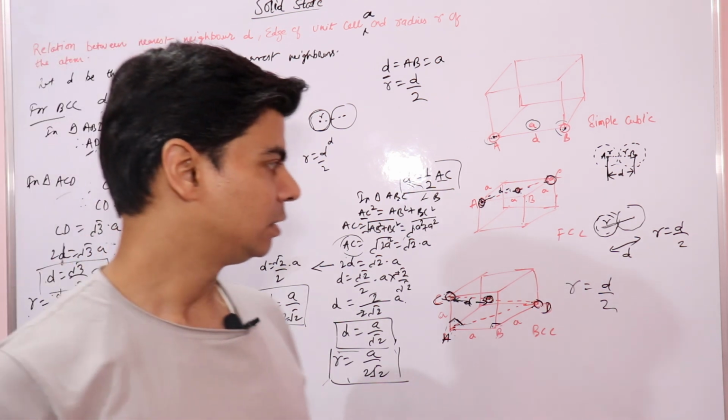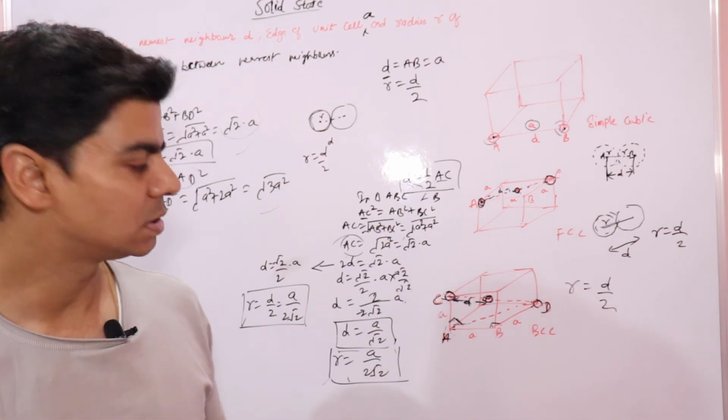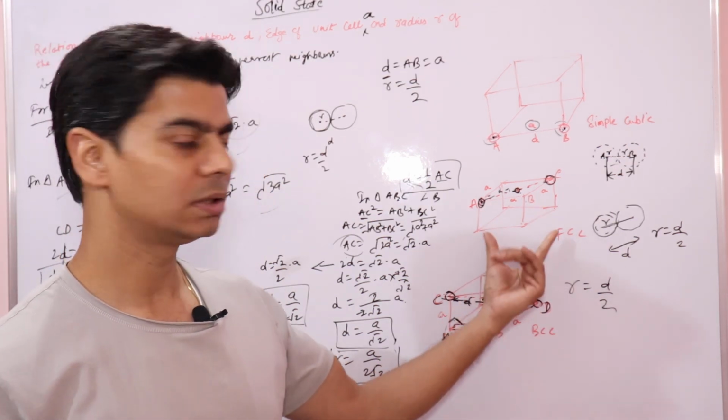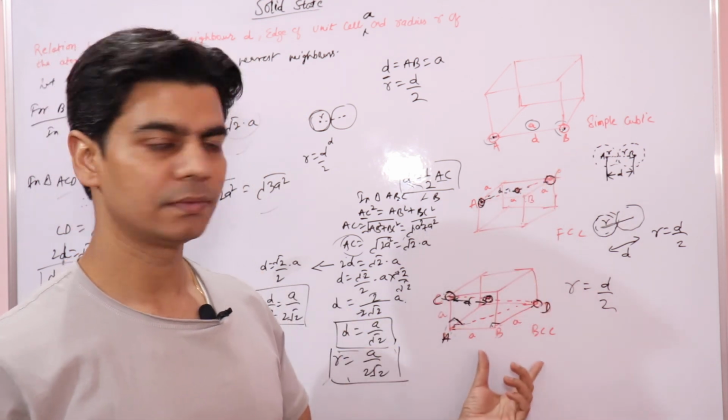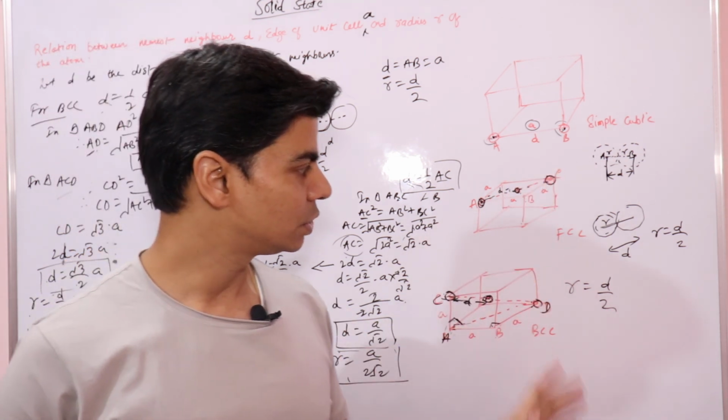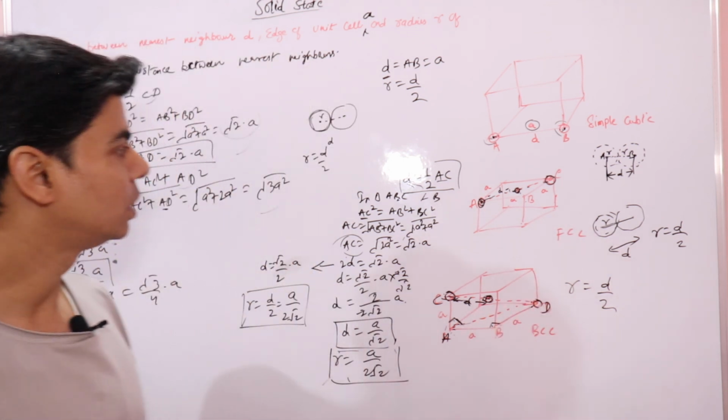This is simple. Now you will get some numericals on these. Just remember, the numericals will say whether the solid crystal is FCC, BCC, all this, right? So you can practice numericals. It will become more clear to you.